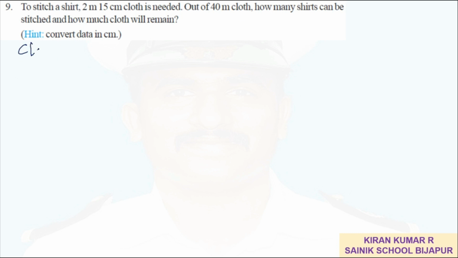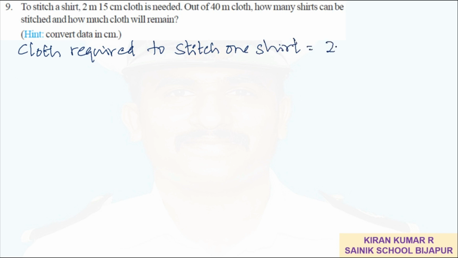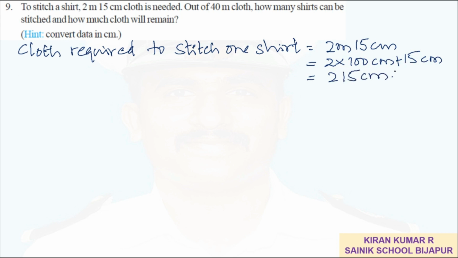So the cloth required to stitch one shirt is 2 meter 15 centimeter. Let's convert this. 2 meter becomes 2 multiplied by 100 centimeter plus 15 centimeter. Together it is 215 centimeter.